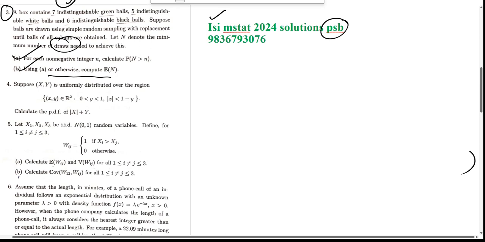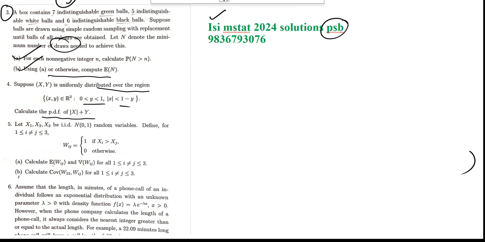So question number 4: suppose x and y are uniformly distributed over the region given, and we need to calculate the PDF of |x + y|. So first we find the density function, the joint probability distribution PDF of x and y, given that (x, y) is uniformly distributed over the region.